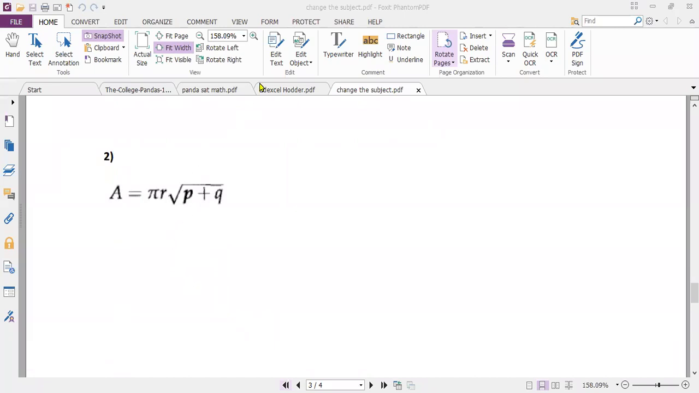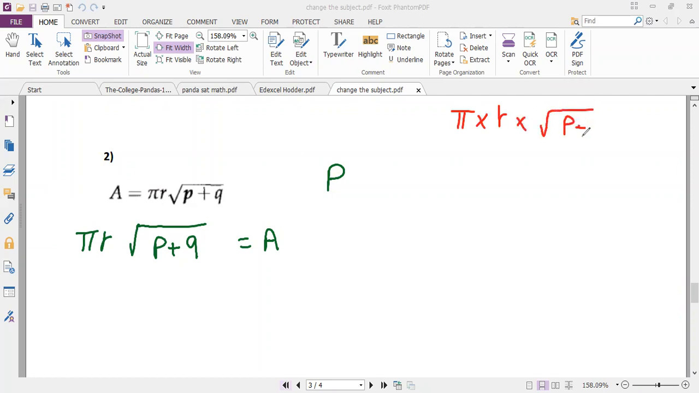This one, let's analyze it. It's A equals pi r multiplied by the square root of p plus q. And I want to make p the subject. So switch sides firstly, so write pi r multiplied by the square root of p plus q equals A. You should be familiar with the components, the letters written on the left. They are multiplying together. It's pi times r times the square root of p plus q.